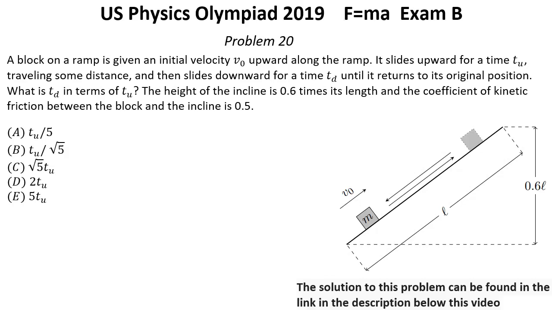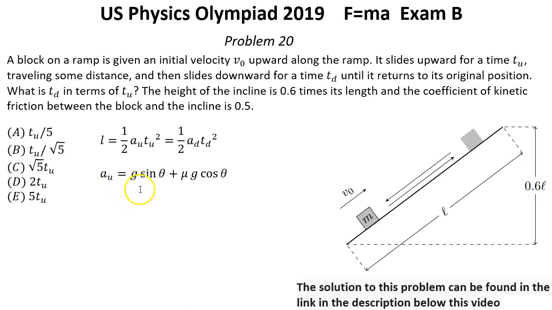Let's write the equation for distance as a function of acceleration and time. That's equal to 1/2 acceleration up multiplied by time up squared, which is the same as 1/2 acceleration down multiplied by time down squared. And from this relation we can find that the ratio of times equals the inverse ratio of the square roots of accelerations. Let's count accelerations up and down.